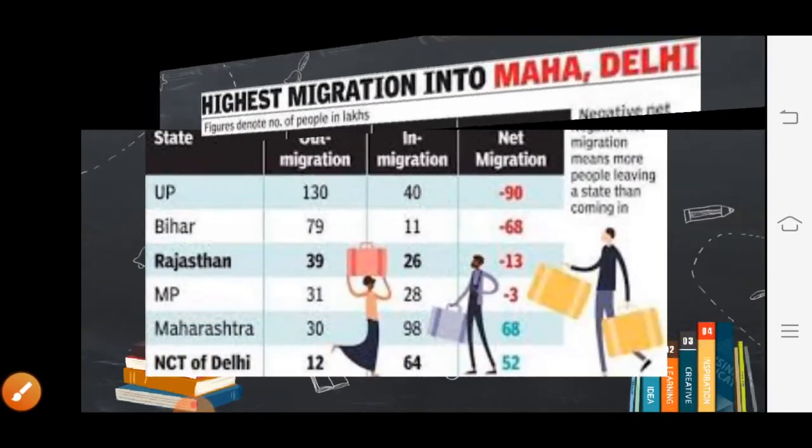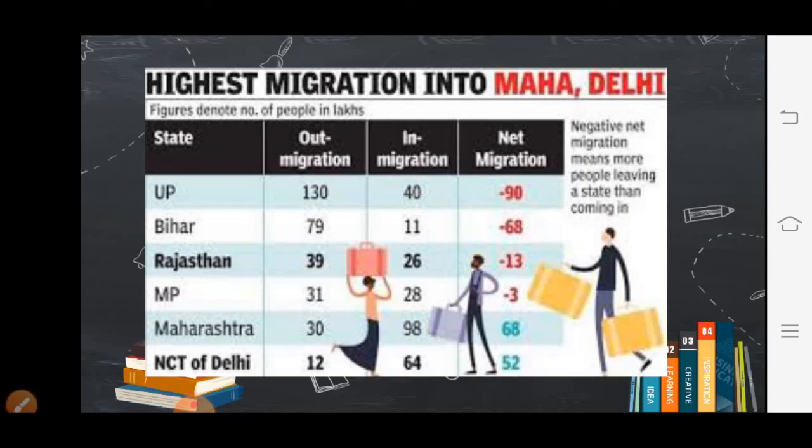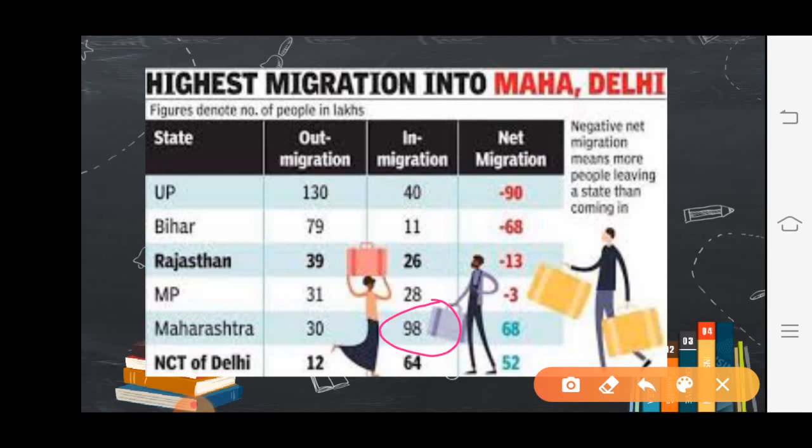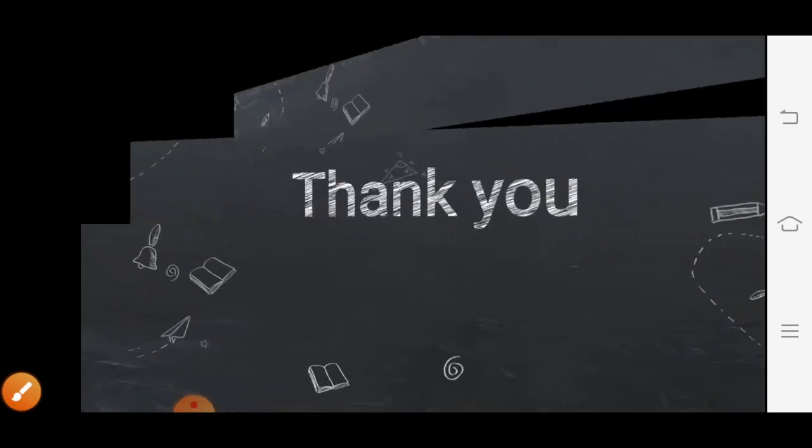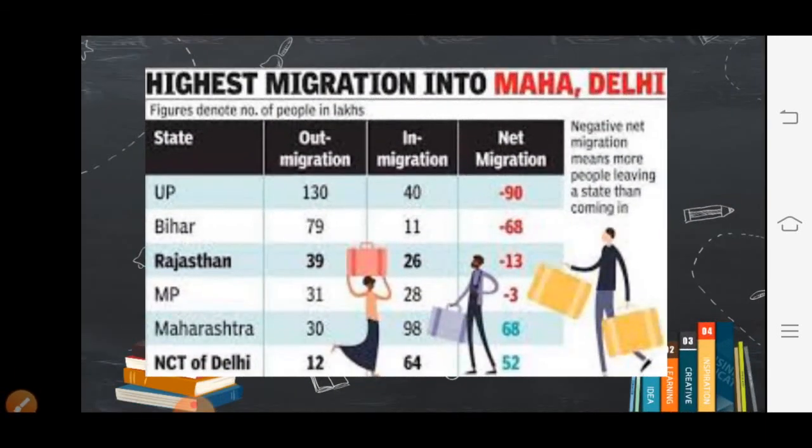However, let me show you a slide. Here people are migrating out from the states of UP and Bihar, and they are migrating into the state of Maharashtra, which you are able to see with the help of the following table. The reasons why people are migrating will be discussed, as I said, in the next part of the video, that is part 3.